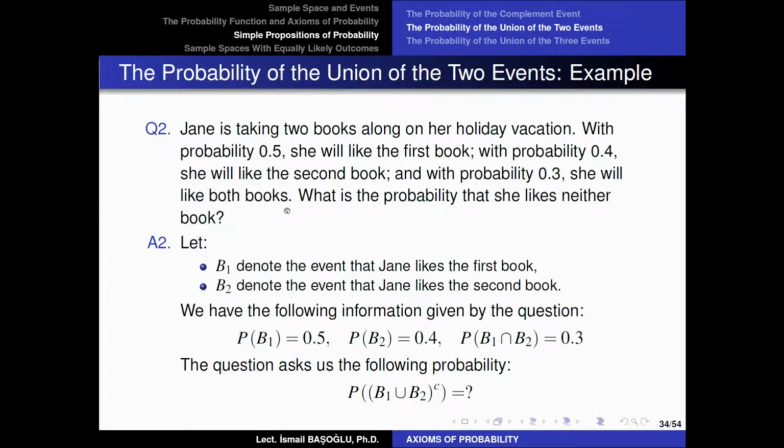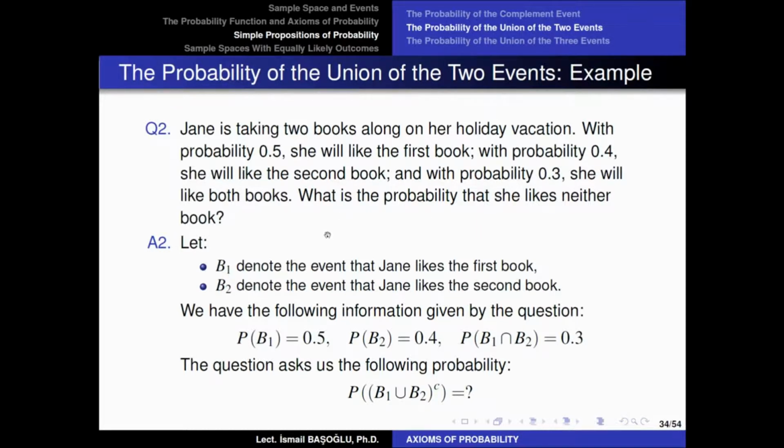So the question gives us this interesting information. There is a chance for Jane to like her first book, that is 0.5. A chance also to like the second book, that is 0.4. And with 0.3 probability, she likes both of the books. So the question is asking us this probability: what is the probability that she likes neither book?